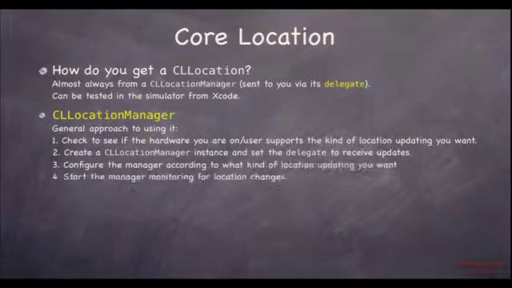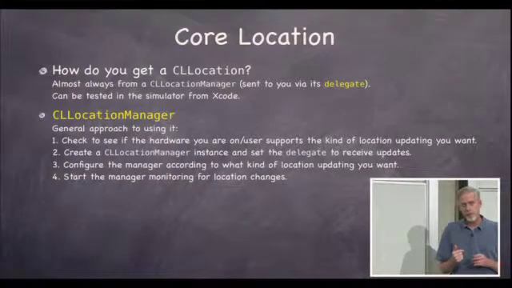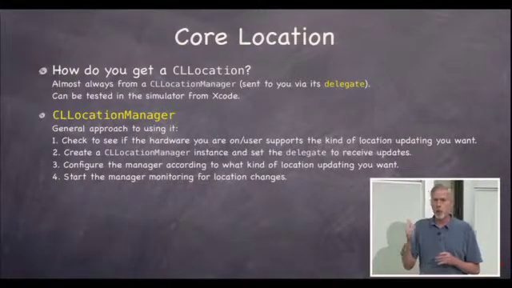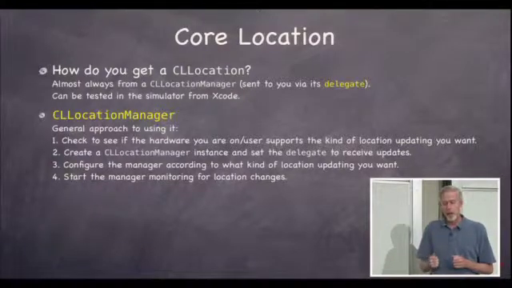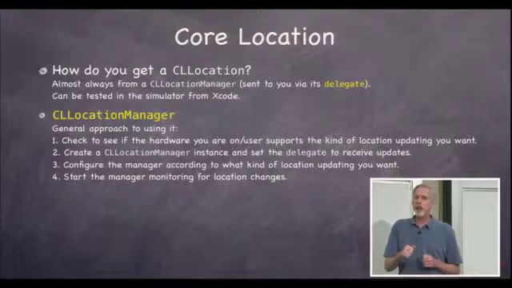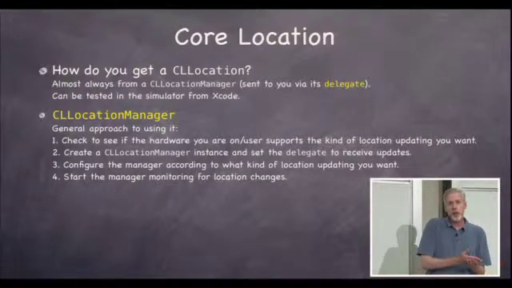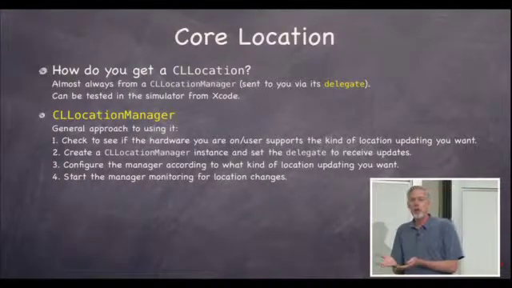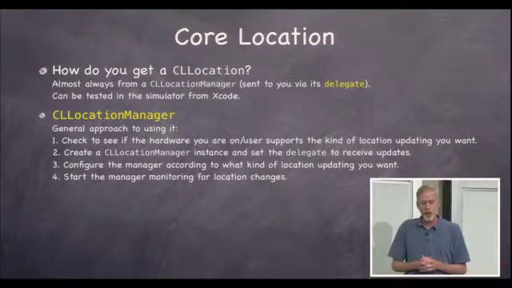All right, so CLLocationManager. There are 4 things to think about with CLLocationManager. You've got to do all 4. The first one is you want to check to see what hardware is available. We'll talk about why that is and why this is a step you should not skip. Two, you're going to create one of these CLLocationManagers and set yourself as the delegate, because the CLLocationManager is going to use its delegate to give the updates. Then you're going to configure the manager for what kind of location updates you want, right? Heading or just location movement, those kinds of things.